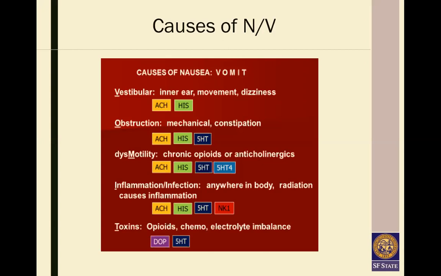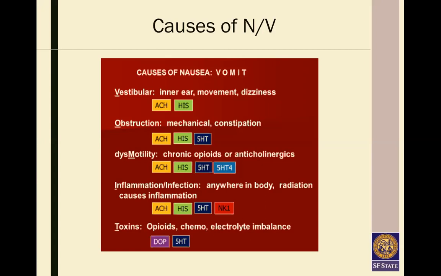If you have dysmotility, chronic opioids, or anticholinergics, you use the same as an obstruction, except there's an actual 5-HT4, another subset of serotonin. Inflammation or infection anywhere, or radiation that causes inflammation, acetylcholine is again what you use, histamine, serotonin, interleukin-1. And then toxins or opioids, chemo, electrolyte imbalances, you use your dopamine and your histamine. Dopamine and serotonin. So if it's hitting your chemoreceptor zone, it's really the serotonin, which is the Zofran, that is most effective in treating this.